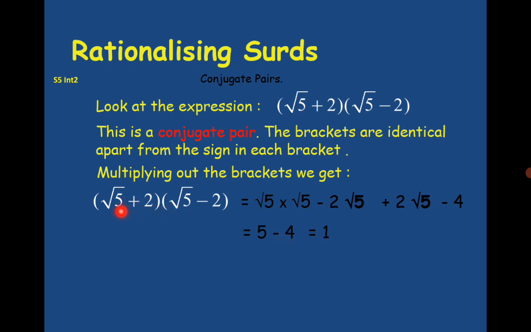So take note, in order to simplify this, just multiply root 5 by root 5, that's 5. 2 times 2 is 4. And then subtract. As simple as that.